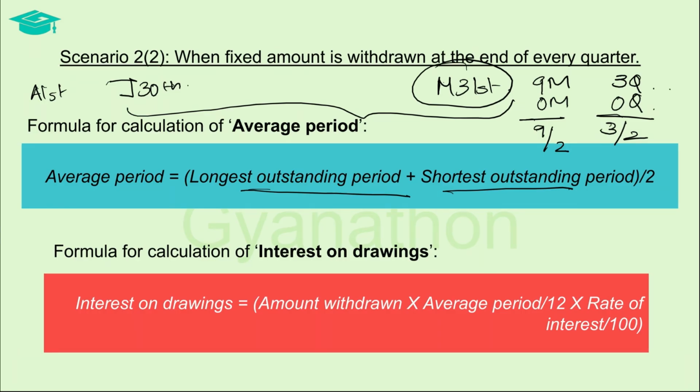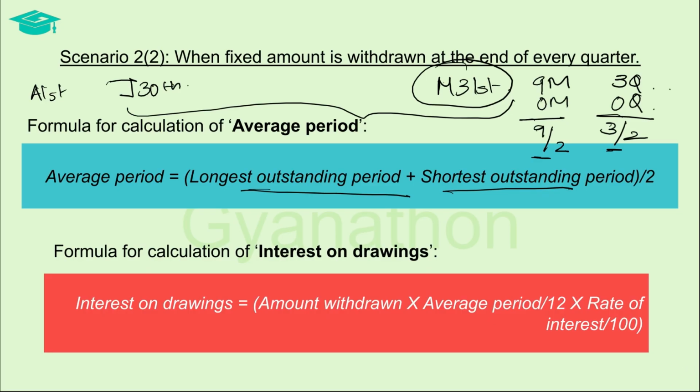Now that we have established the average period for cases where amounts are withdrawn at the end of every quarter, which is either 9 by 2 when calculated on the basis of months or 3 by 2 when calculated on the basis of quarters, now let us calculate the interest on drawings.